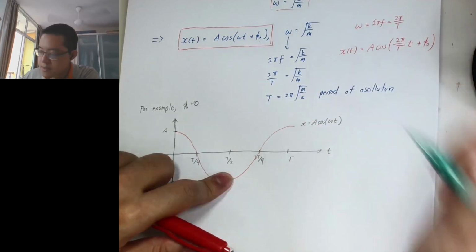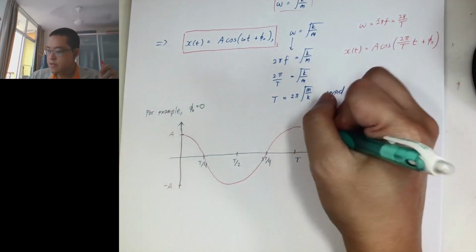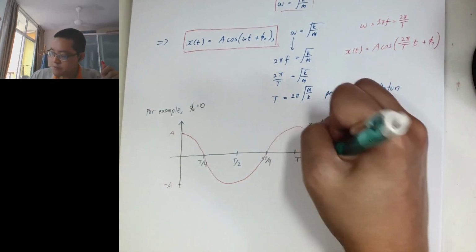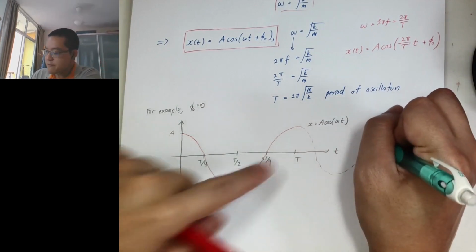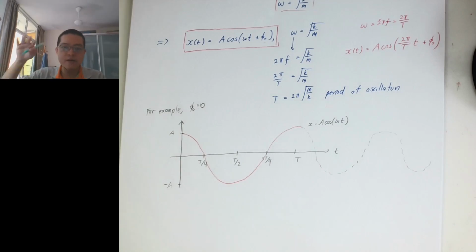So this is the graph of x equals A cos(omega t). This is the oscillation, a periodic motion. After T, it will repeat again. Every period of T, it will keep on repeating the same motion over and over again. That's why we call it a periodic motion.